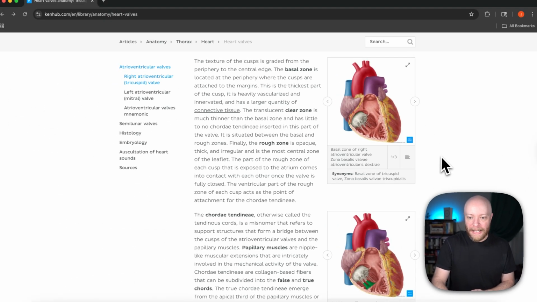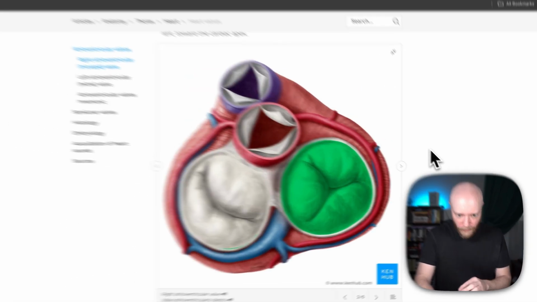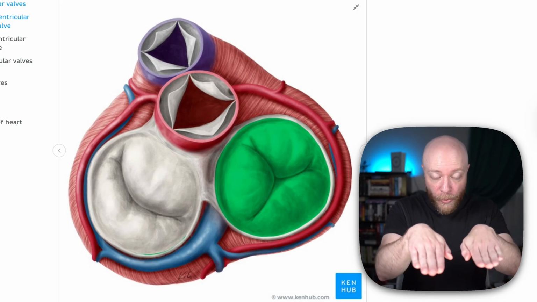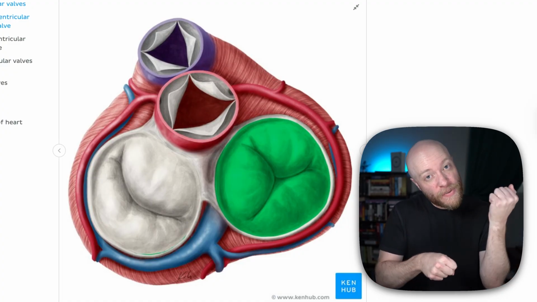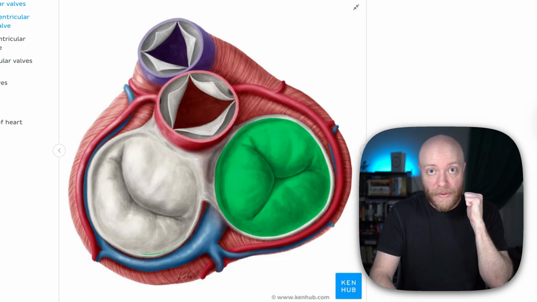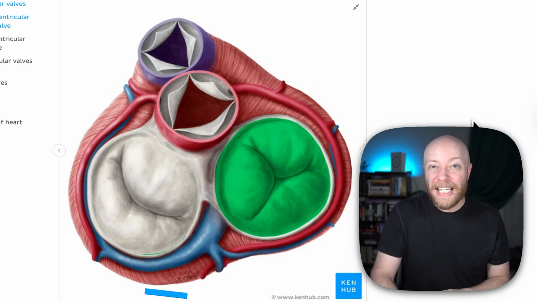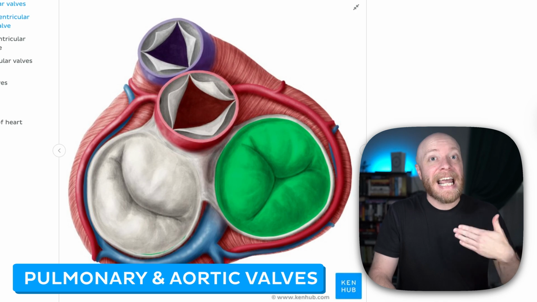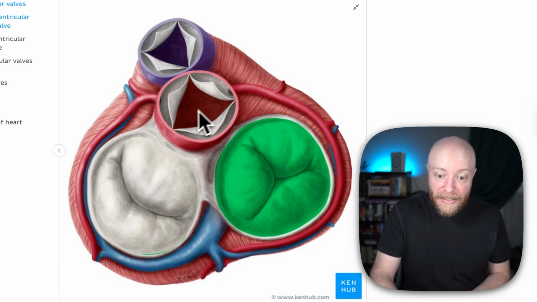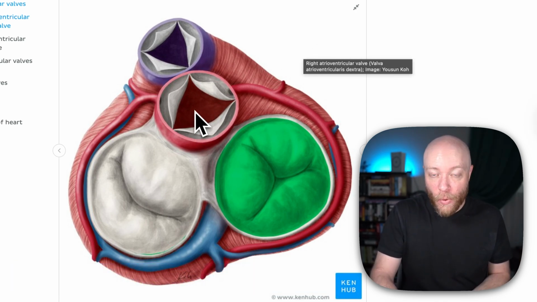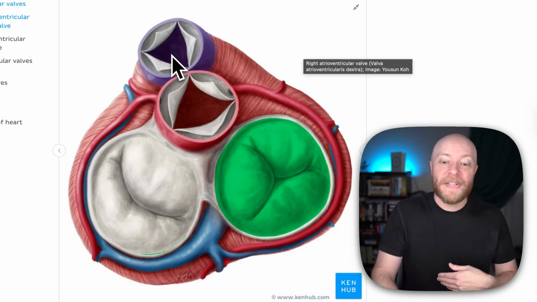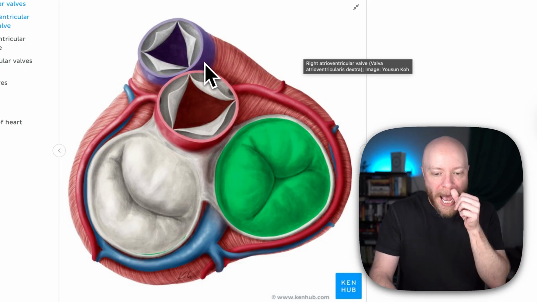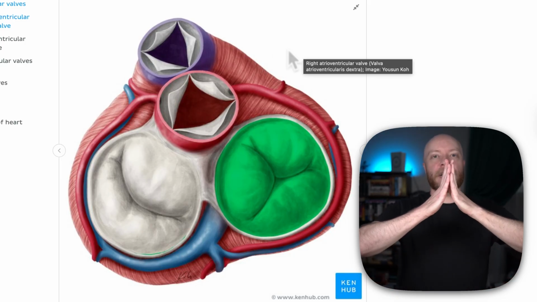So if we come back to this image here, that's exactly what's happening here. Blood is going to naturally just go through them, and then you have those papillary muscles on the other side preventing blood from going backwards. But then we have these things right here, which are called the semilunar valves. Specifically, this is the pulmonary and aortic valve. The aortic valve is this one right here. This is at the base of the aorta. And then the pulmonary valve is right here. This is at the base of the pulmonary trunk. And so these ones are a little bit different. They do not have those papillary muscles. Instead, they act like little flaps like this.